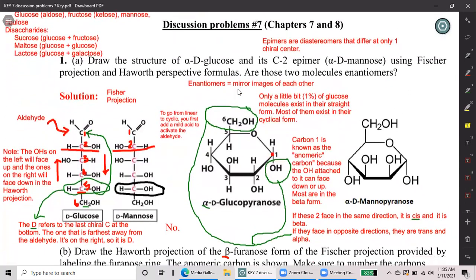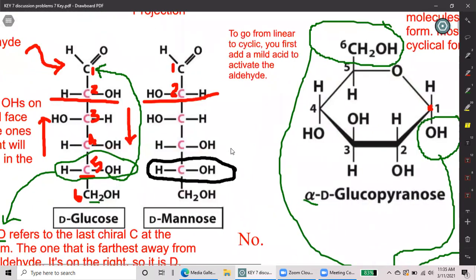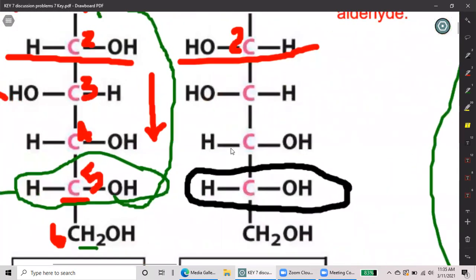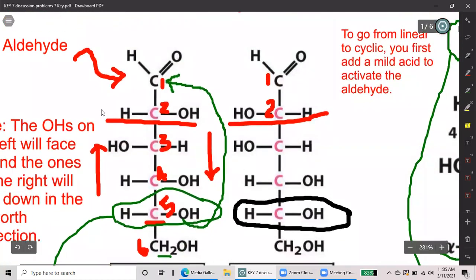All right, for question number 1, they want you to go from Fisher to Haworth. So definitely watch the video, but I'm just going to go over a few things here. For the Fisher projection, you always want to start numbering with your aldehyde group at the top. And then you number your carbons. Here's 1, 2, 3, 4, 5, 6.